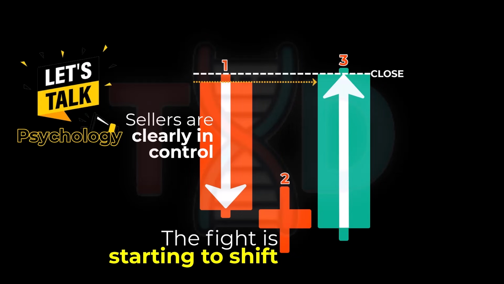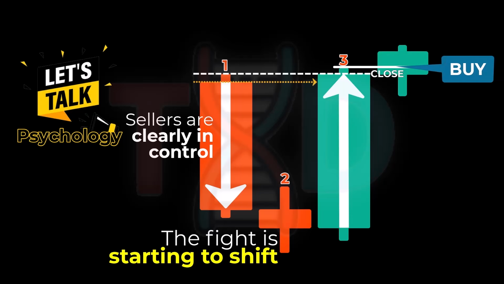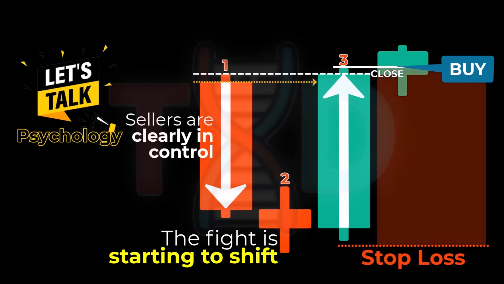You enter a buy trade above the high of the green candle. You want to ride the momentum as it continues upward. You place your stop loss just below the low of the doji candle. That way, if things don't go your way, your risk is controlled.